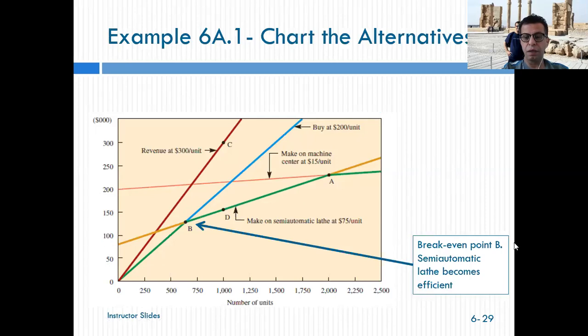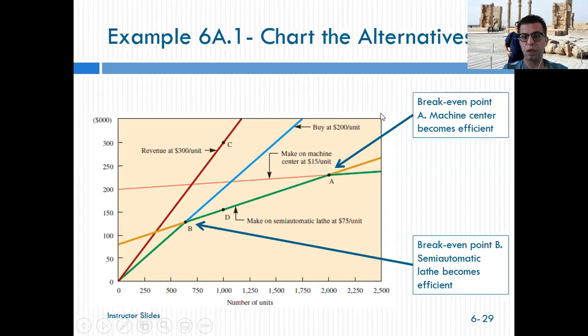the break even analysis is at point B. The more units you buy, the line is a straight $200 per unit, and the more you produce in the beginning is very expensive because you're buying the machine at $80,000, and the cost is higher than buying it. But at 640, which is point B, is where you break even and then you start saving money, compared to buying from the supplier.